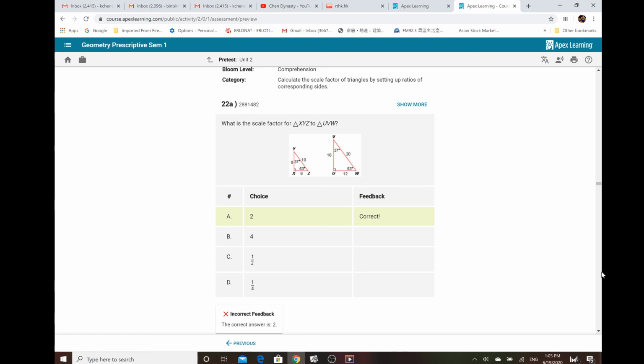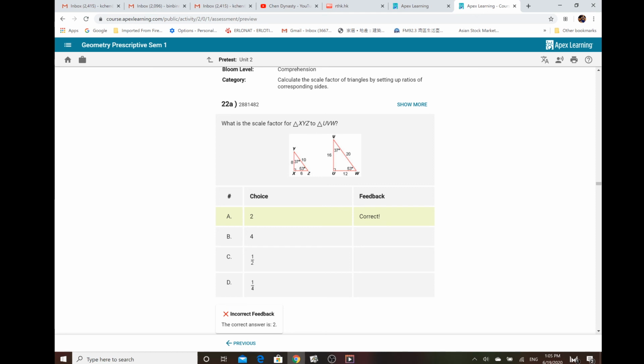I think there's a little typo with this kind of problem here. If that's a comparison of UVW versus XYZ, because UVW is bigger in size compared to XYZ, then the scale factor would be 2. But according to the instruction, it's XYZ to triangle UVW. So the ratio would be considered 1/2 because that's a smaller triangle compared to a bigger triangle. So you need to watch out with the order, the descriptions, and also the instruction with the problem.